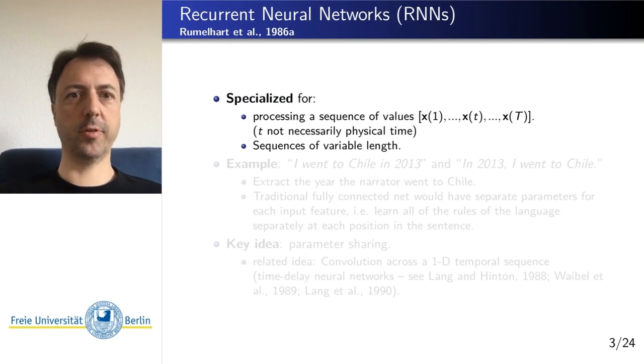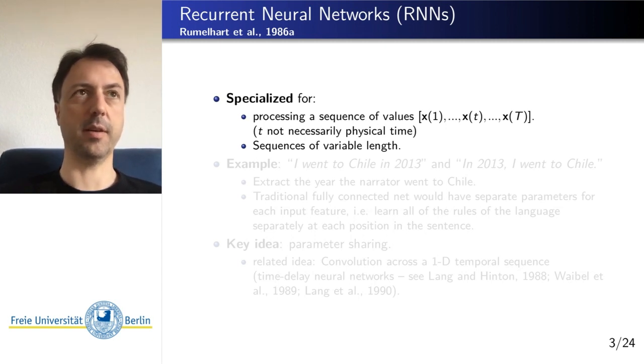So recurrent neural networks are specialized for processing a sequence of values. Let's call them x1 to x capital T. Capital T is not necessarily a fixed number that we know in advance. It's just formally here something to indicate the length of sequences that we are using in practice, or something like a maximum length. But in general, the sequences could have a wide range of lengths.